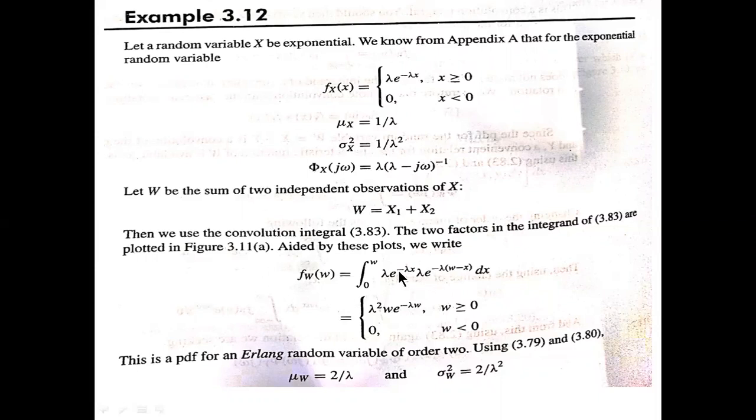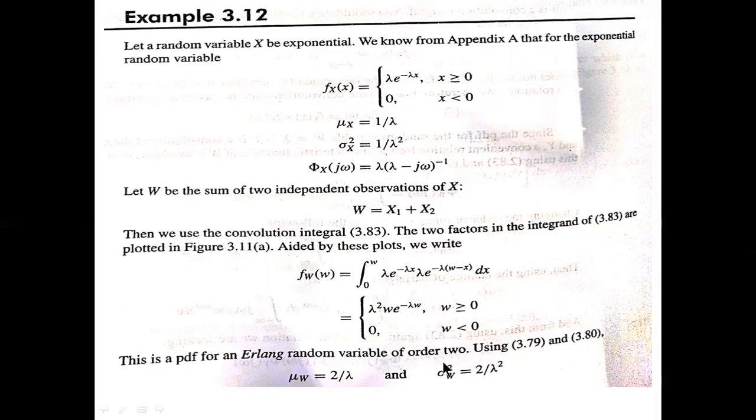So now if you simplify this, this will become e to the power of minus lambda w, and e to the power of minus lambda w has nothing to do with dx, hence it will come out, and lambda squared also will come out. The integral of dx with limits 0 to w will just correspond to w, and hence we get this. Now this is similar to the Erlang random variable of order 2.